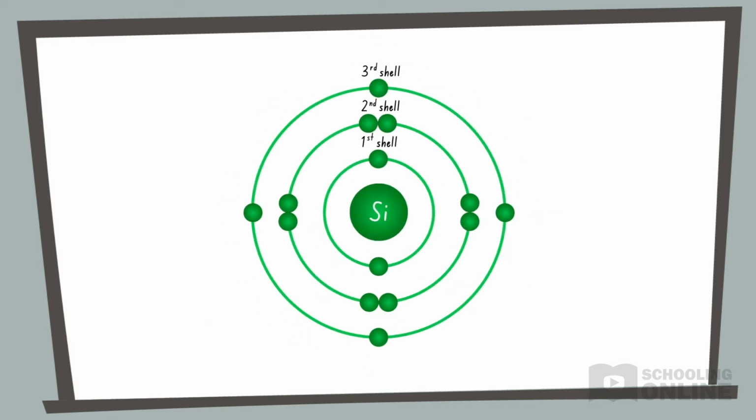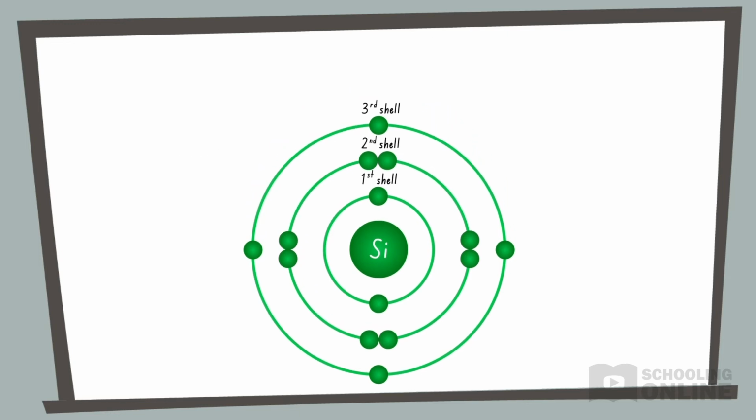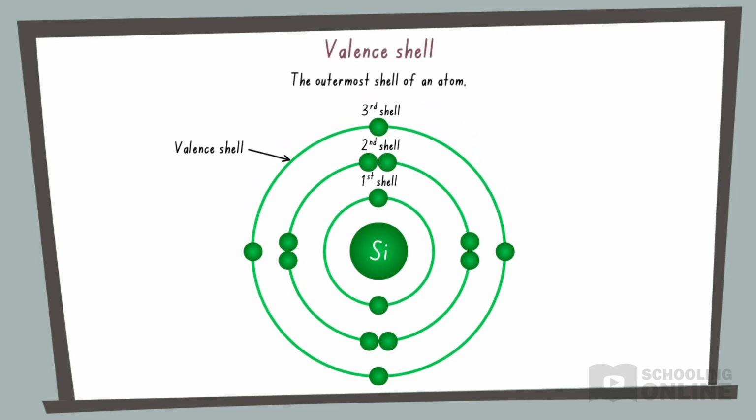There are some key definitions that we should revise before continuing further. The valence shell is the outermost shell of an atom. This is important because the chemical properties of an element mainly depend on the number of protons in the nucleus and the number of valence electrons.